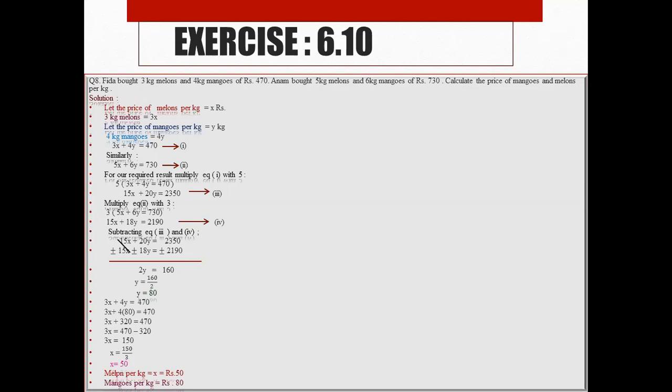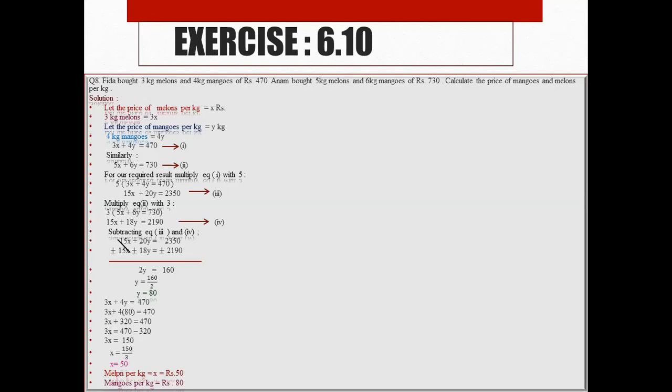And in any equation, you can put the value of y to get the value of x. I put this value in equation 1. 3x plus 4y is equal to 470. 3x plus 4 into 80 is equal to 470. When you multiply 80 and 4, this is 320. Shift 320 to the other side and subtract the numbers. 3x is equal to 150 and x is equal to 50.